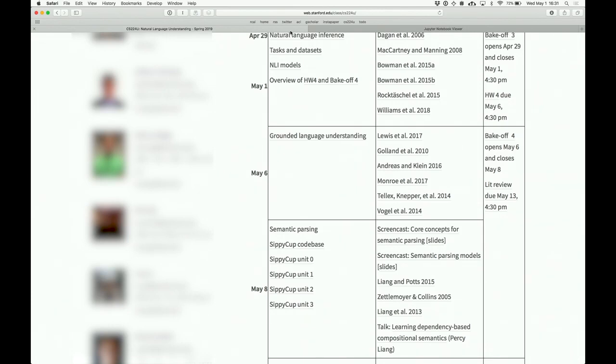The saving grace there is that we have a huge amount of material for semantic parsing. It's a challenging topic. It's very interdisciplinary. You basically have to know a bunch of linguistic semantics and a bunch of machine learning. But if that sounds exciting to you, then it's a wonderful area to work in. And we have this whole code base, SippyCup, and Bill has created lots of notebooks for it. And then we have two supporting screencasts that get to the essence of the technical ideas, and then a bunch of wonderful papers.